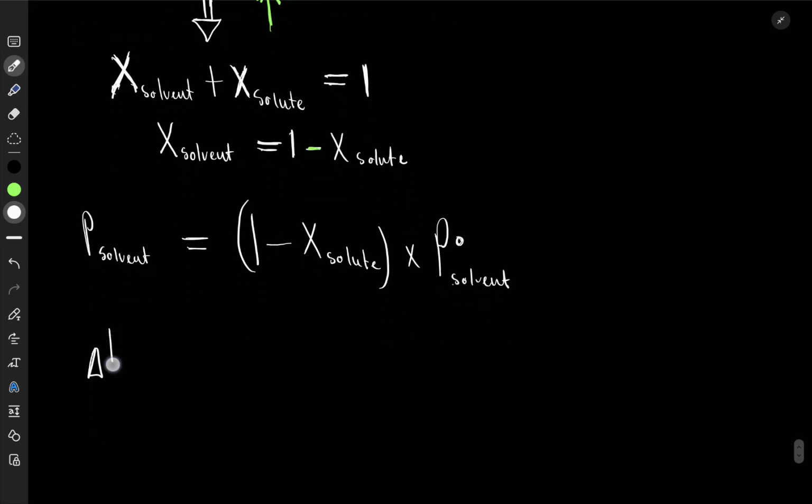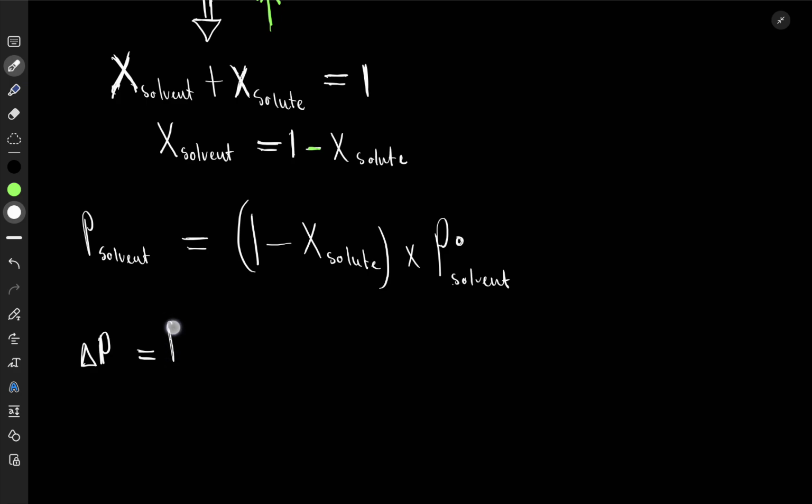The one we need is the change in vapor pressure, which is the decrease, right? Vapor pressure lowering. Anything that says lowering, you say initial minus final, because we always want our answers to be positive. Since we are lowering, we know the final is going to be less.